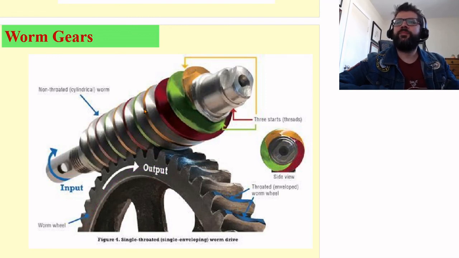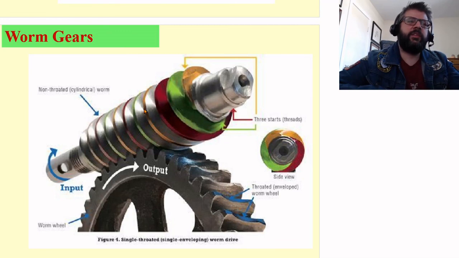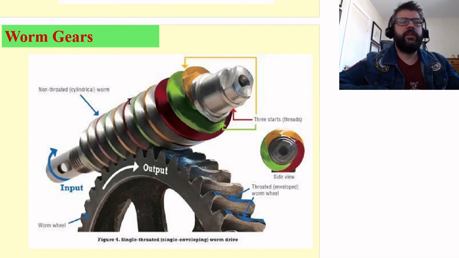But worm gears can be good because you can get exceptionally high gear ratios with worm gears. Typically speaking, they're not the most efficient, but again, that might not be too critical, especially if we're talking relatively low power situations. But yeah, we can get very high gear ratios. And again, I'll throw another video to see one of those in action.